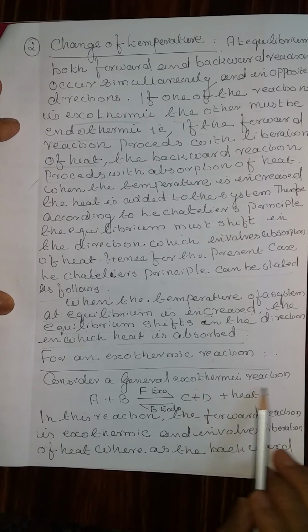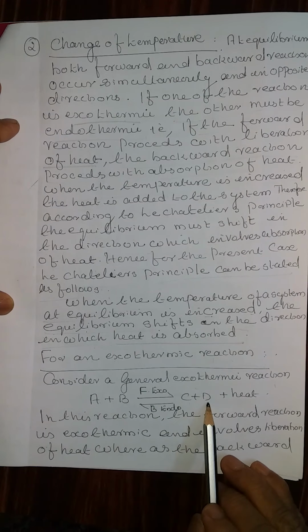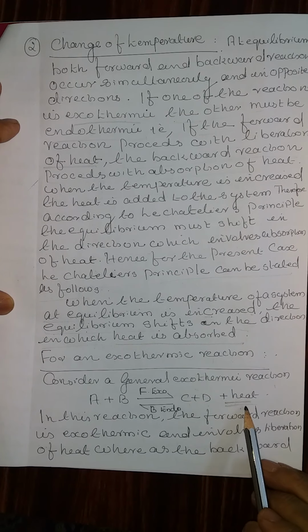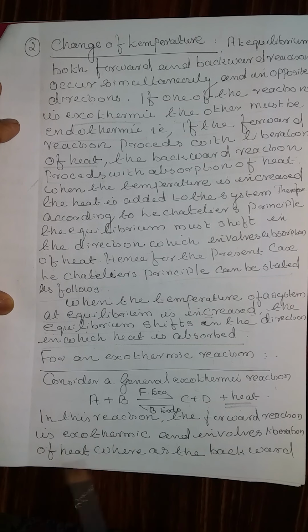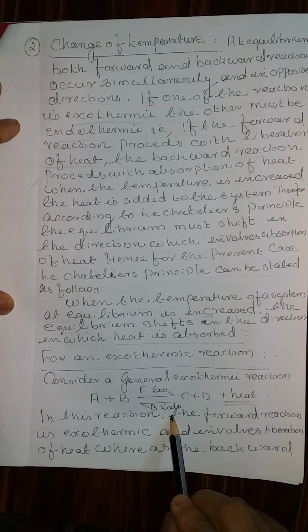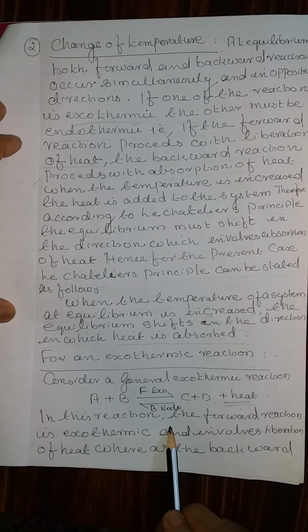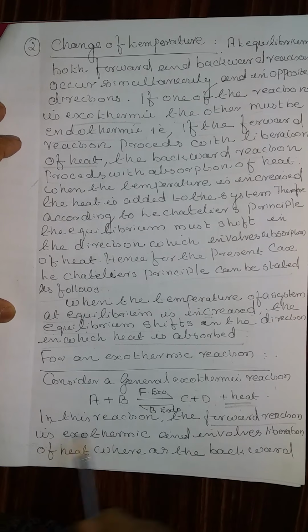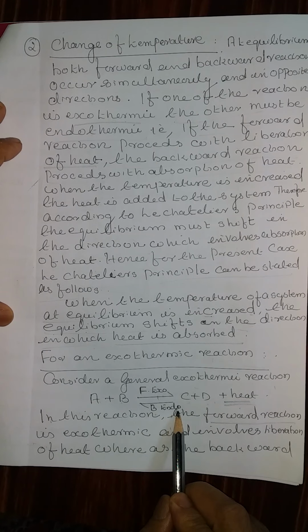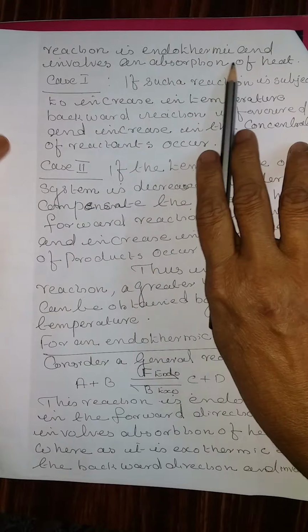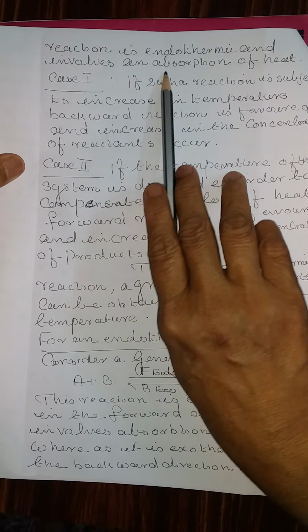Consider a general exothermic reaction A plus B giving C plus D plus heat. That means it is an exothermic reaction. But the reverse reaction, that is C plus D giving A plus B, is an endothermic reaction. In this reaction, the forward reaction is exothermic, written F exo, and the backward reaction is endothermic, and involves absorption of heat.